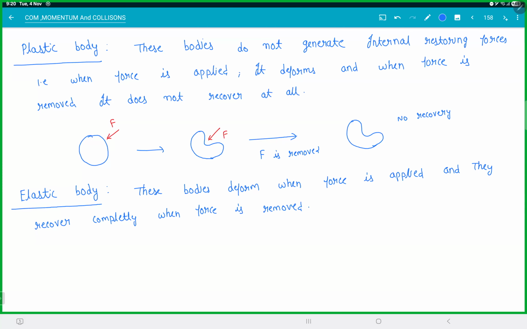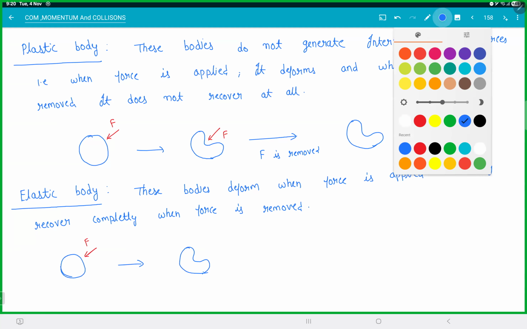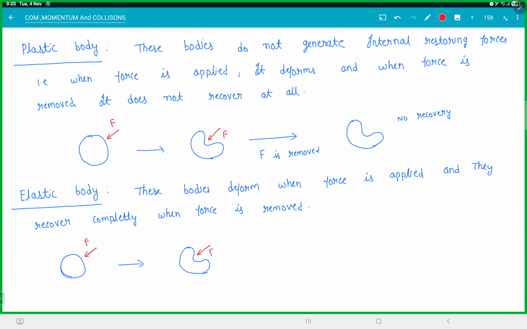So if I have to show you on the picture, right? So yeah, a memory foam pillow is a decent example. So force F. This will get deformed. And when you remove the force, it again comes back to normal.